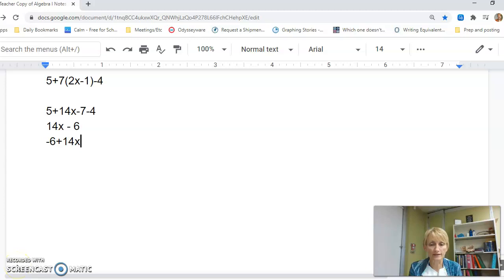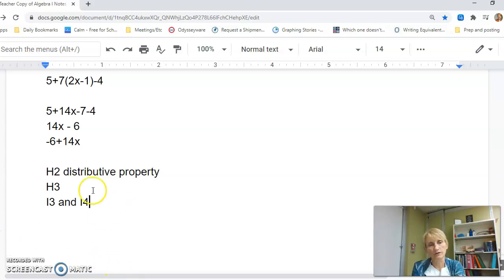So where you're going to practice this is, as I already mentioned, H2, that's distributive property. Some of you already started that lesson. H3, and then I3 and I4. I don't remember their titles. So those are going to be 4 IXL lessons. I'm going to switch over to preview some of those with you now.